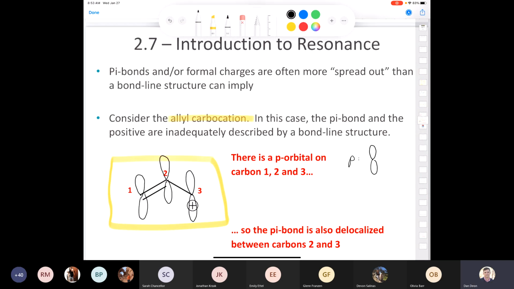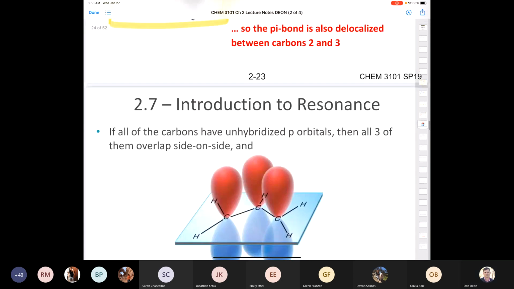So the pi bond is actually delocalized between carbons 2 and 3. If you're wondering what exactly that means, it means the 2 electrons in the pi bond, since any bond consists of 2 electrons, are not localized between carbons 1 and 2. If you're wondering what localized means, it means stuck in one position. Let me show you what I mean.